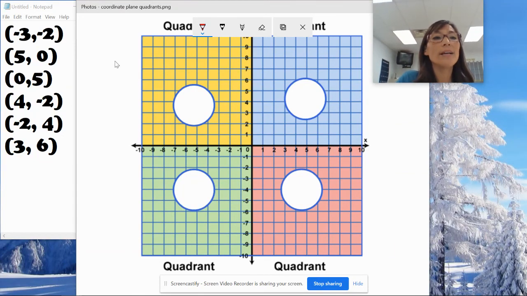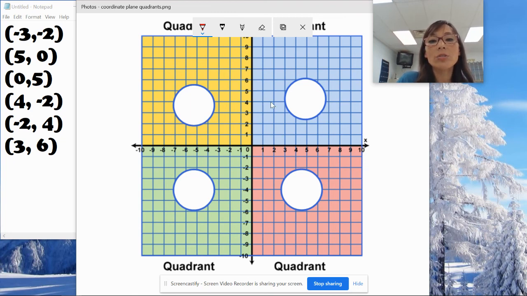Sometimes we're given a set of ordered pairs, and what we want to do is find out what location they are in, which quadrant they are in, or maybe they are on the x-axis or the y-axis. The first thing we want to do is look at a coordinate plane and remind ourselves what the different quadrants are.